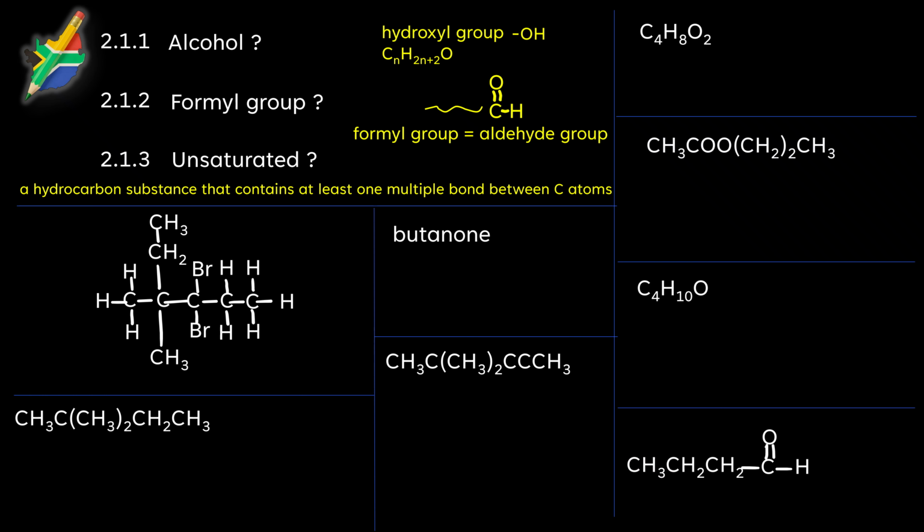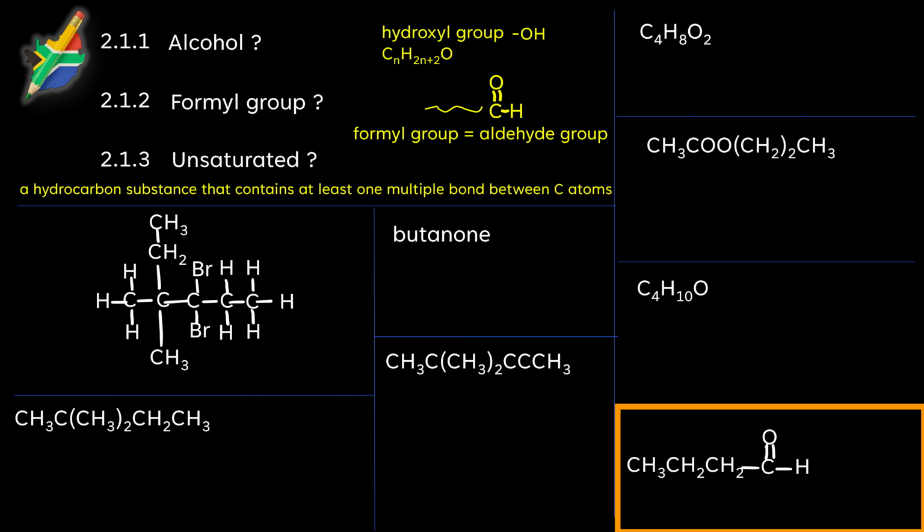An unsaturated compound refers to a hydrocarbon substance which contains at least one multiple bond between carbon atoms, that is, a double or triple carbon-carbon bond. Let's analyze each compound to find the alcohol, the formyl group, and the unsaturated molecule.